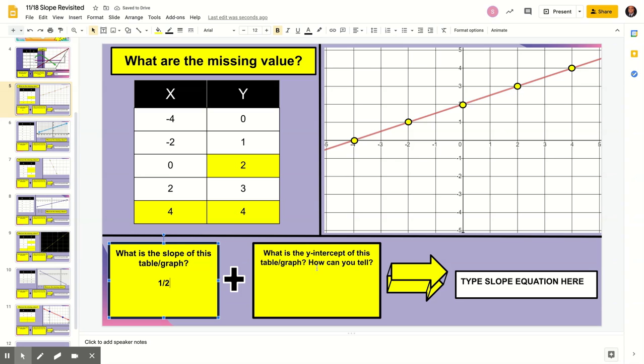What is the y-intercept of this table or graph? Well, y-intercept is when x is 0. So at x is 0, y was 2. Boom. And the same thing goes here. On the y-axis, it crosses at 2. So our slope equation would be y equals 1/2 x plus 2.